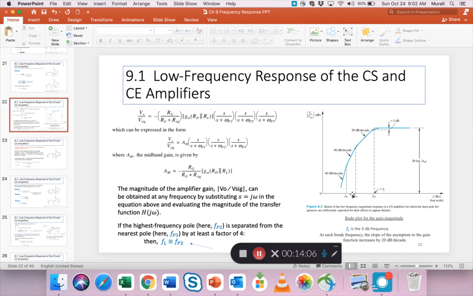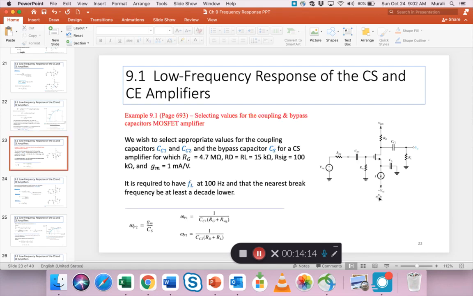So if you pick 20 also, you're okay because 20 times 4, 100 is greater than that. But in our textbook, he picked 10 Hertz, and using that 10 Hertz on the left side here, 10 Hertz converted to radians, you can set this equation up and find CC1, CC2. Similarly, for this, you use 100 and find CS.